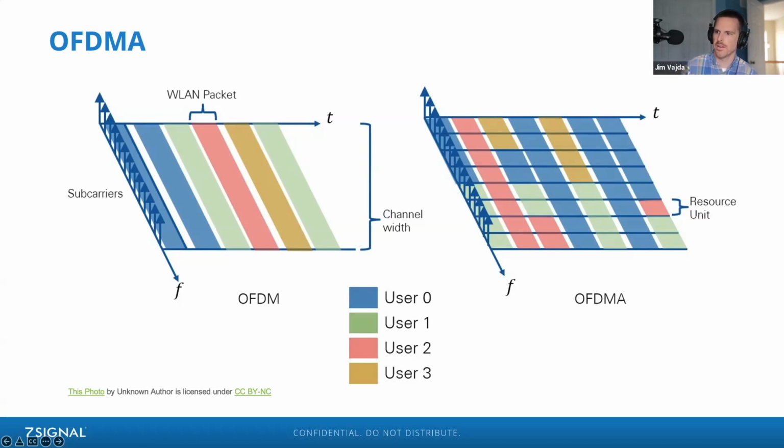So what we can do with OFDMA is, instead of allowing a single user to dominate the whole channel, one user at a time, we can divide up the channel, right? If we're just sending an ARP packet, we don't need 80 megahertz. And if there's a bunch of clients that all want to send ARP packets, well, let's let them all do it at the same time and just subdivide that channel. And so that subdivision creates these resource units that are assigned to each user.